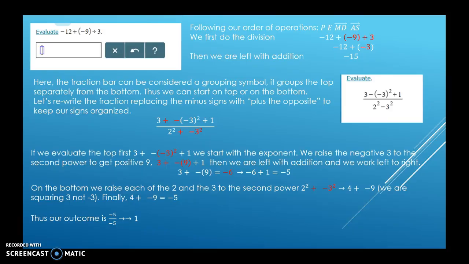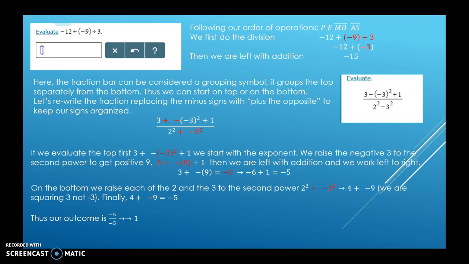Okay, so following our order of operations, our operations here are addition and division. We know division comes before addition, so we're going to do this division first. We have -9 divided by 3, which gives us -3. So we bring down the -12 and the plus. So -12 plus -3 gives us -15.